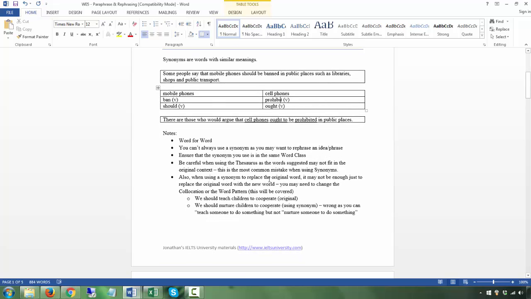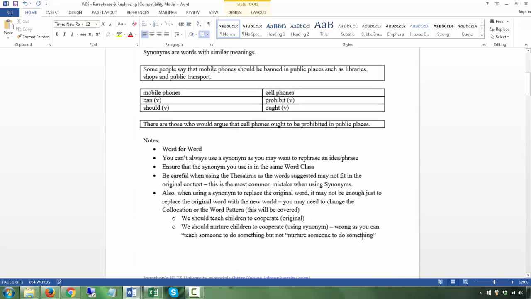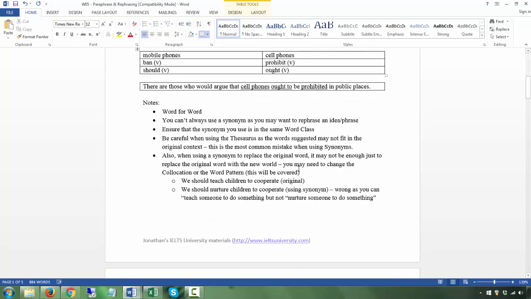Also, when using a synonym to replace the original word, it may not be enough just to replace the original word with the new word. You may need to change the collocation or the word pattern. Let me just make this a bit bigger. Okay, so you may need to change the collocation or the word pattern. So you're going to learn about collocations and word patterns in writing class 2, and this is important. So let's just have a look at this.